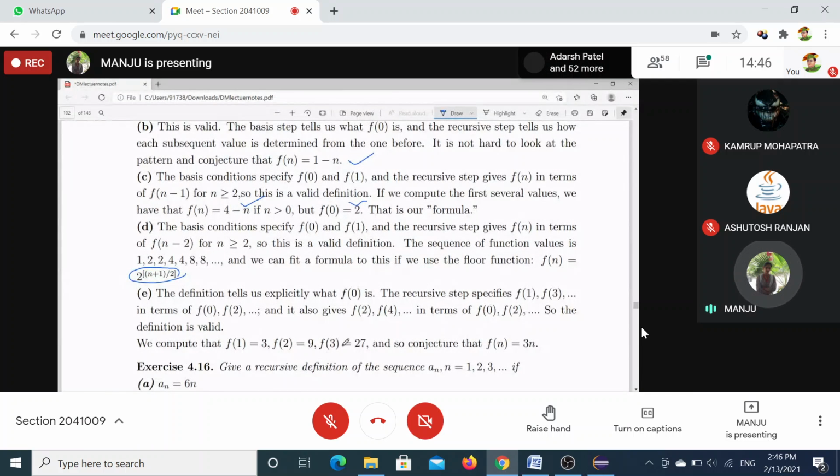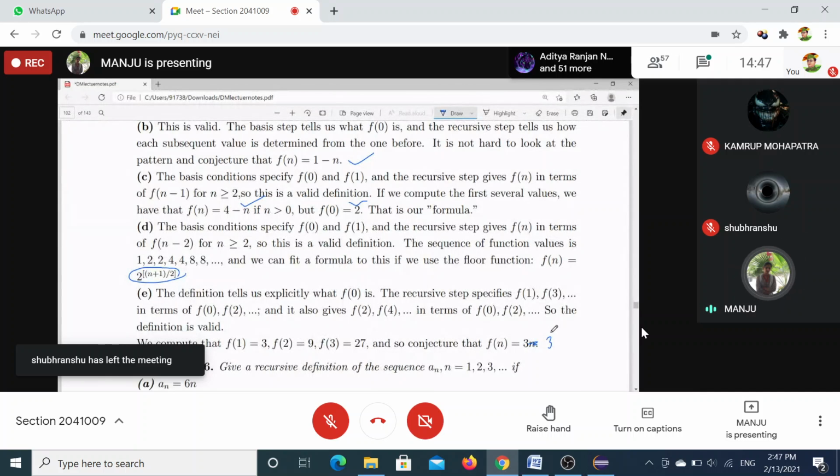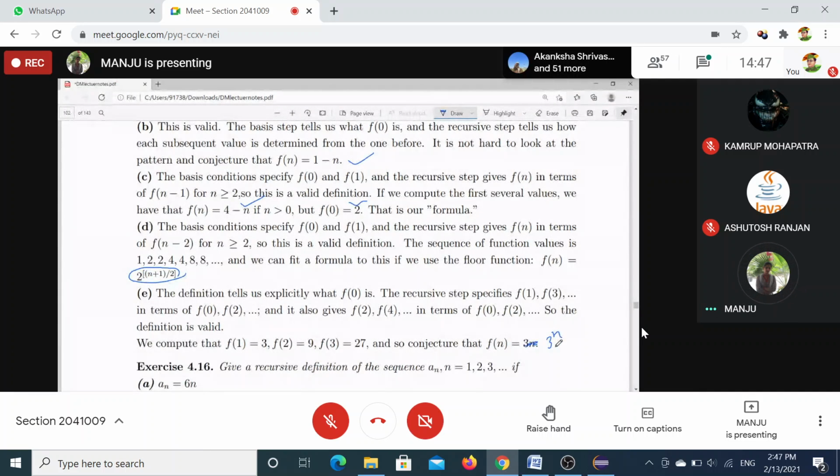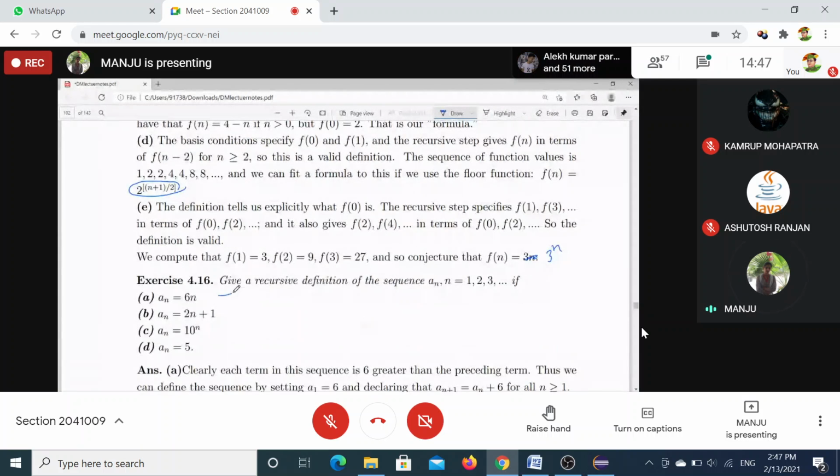Okay? Then we discuss this last part, 3 raised to power. If you open it, it's coming as 3 powers: 3, 9, 27. So it will be 3 raised to power n. Okay? Recursive definition of sequence will be this one.